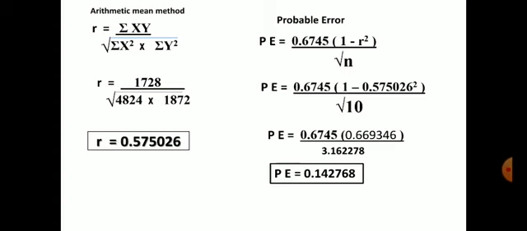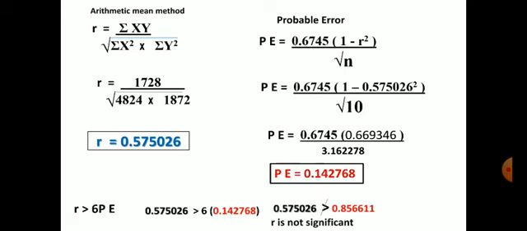We will check by multiplying 0.142768 into 6, and r should be greater than that, then only will we make the conclusion. What is the value that we are going to get? Here r should be greater than 6 times P. If we multiply 6 times 0.142768, we will get 6 times P as 0.856611.